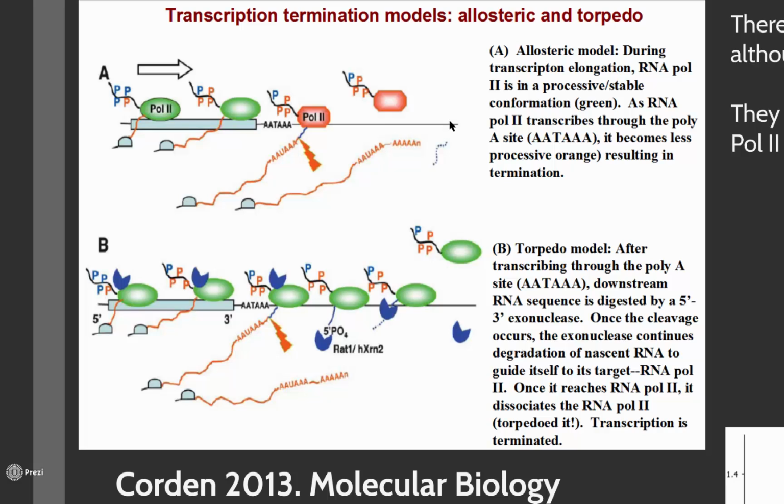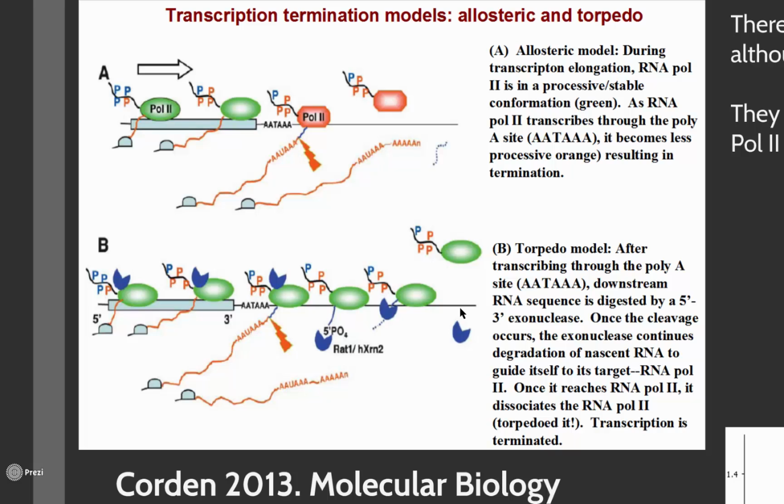In the allosteric model, RNA polymerase II transcribes through the poly A tail, and then eventually it just kind of falls off the RNA, becomes less processive and stable after transcribing through this tail. In the torpedo model, after transcribing through the poly A tail, we see that a 5' to 3' exonuclease binds to the RNA transcript and then basically torpedoes the RNA polymerase II off.